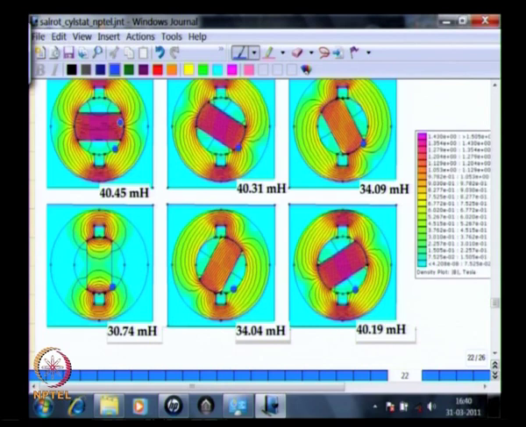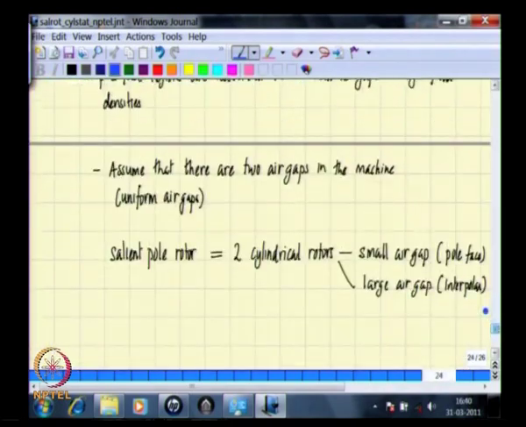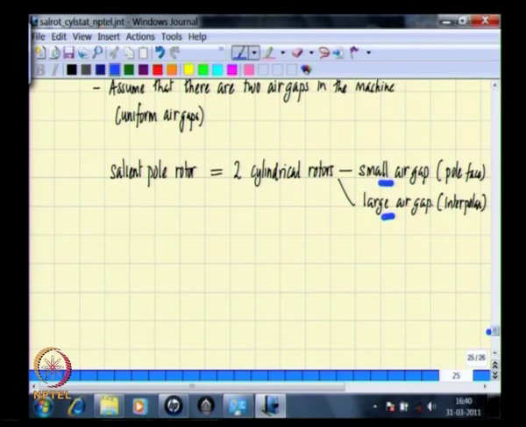The region of the pole face is going to be rotating as the rotor rotates. The interpolar region also changes as the rotor rotates, and therefore, in order to find out the MMF that is acting along the small air gap cylindrical rotor or the large air gap cylindrical rotor, how do we find out what is the MMF that is acting?